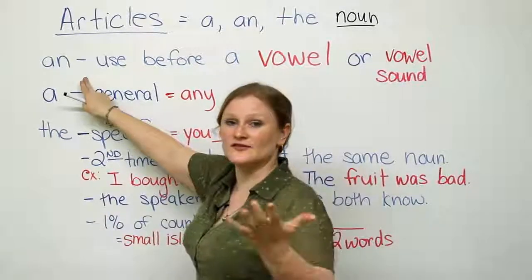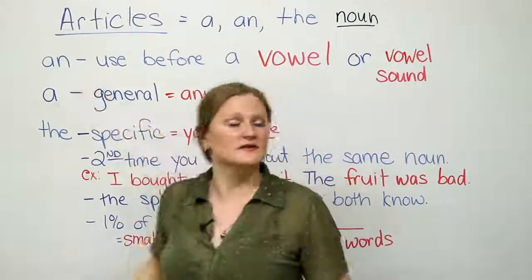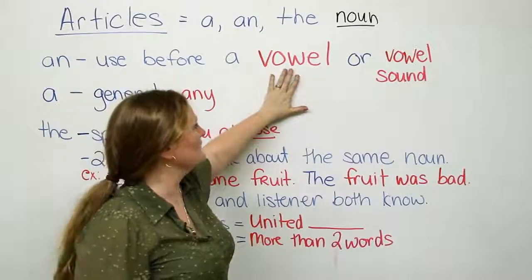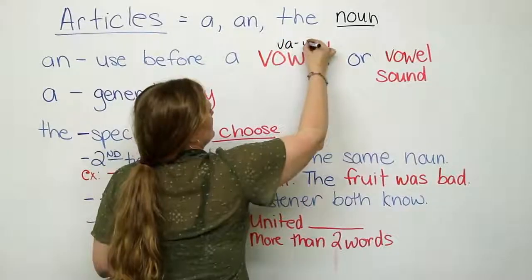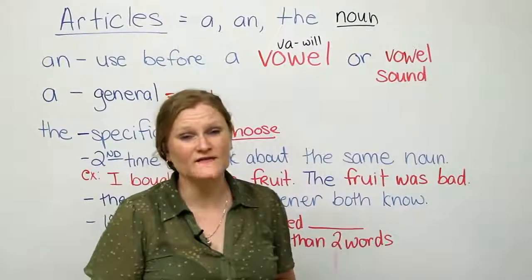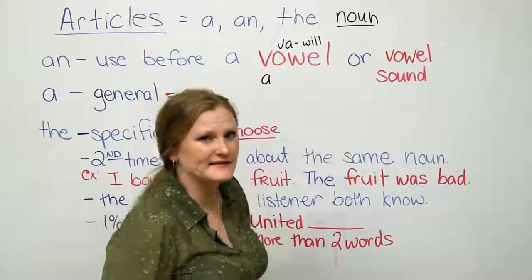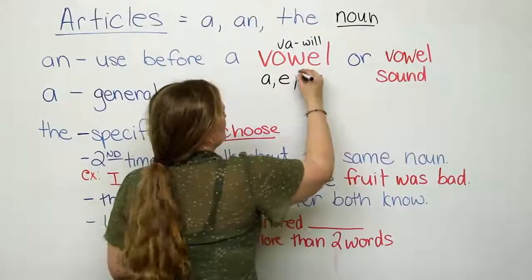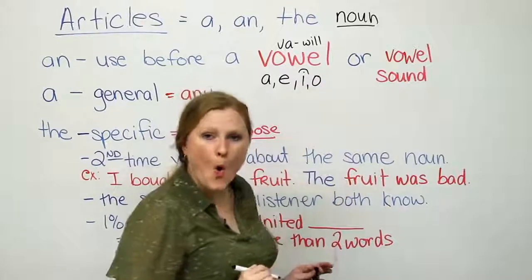An is used with a singular noun. It's an article, and we use it before a noun that starts with a vowel. Now, the pronunciation of this word sounds like vowel. The vowels in English, we have 5 vowels in English. They are A, E, I, O, and U.